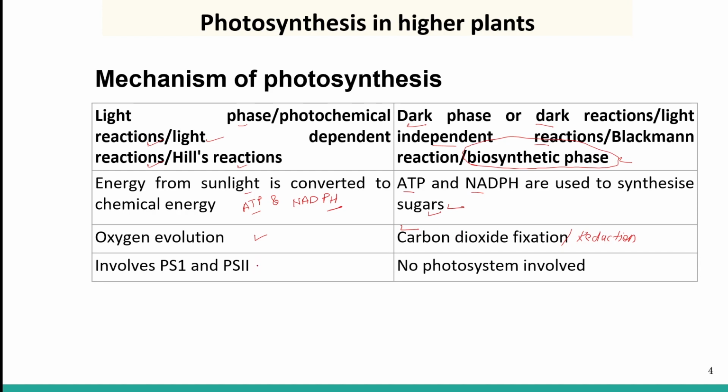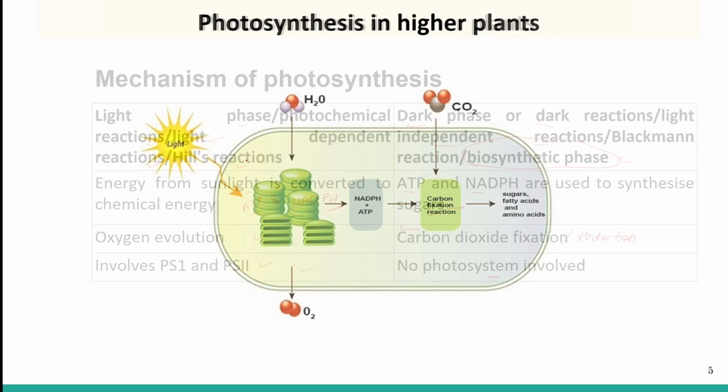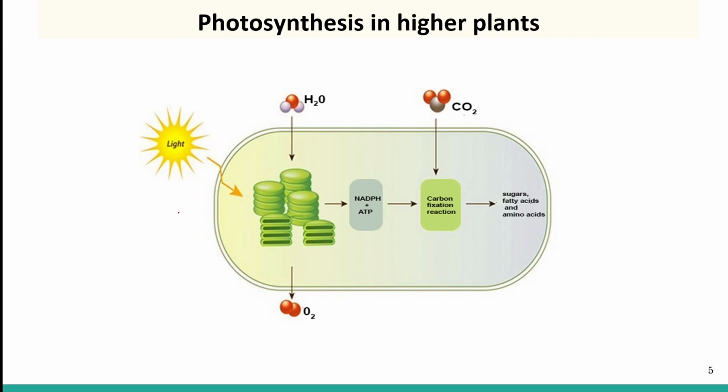In light reaction, both photosystem 1 and photosystem 2 are involved. We have already discussed about photosystem 2 and 1 in earlier slides. And no photosystem is involved in dark reaction, whereas both PS1 and PS2 are involved in light reaction. We'll study about this PS1 and PS2 in later slides. So this is the general mechanism of photosynthesis.